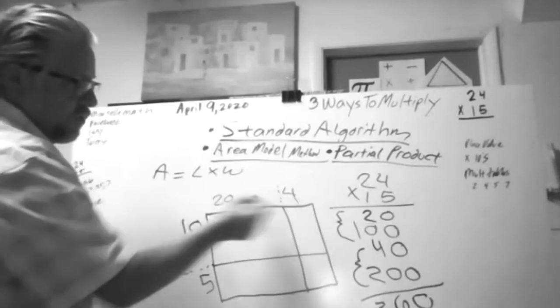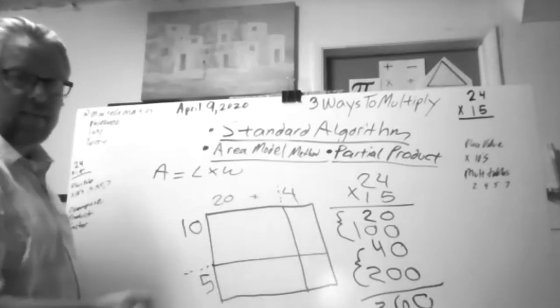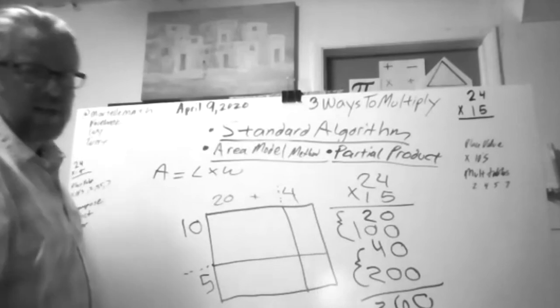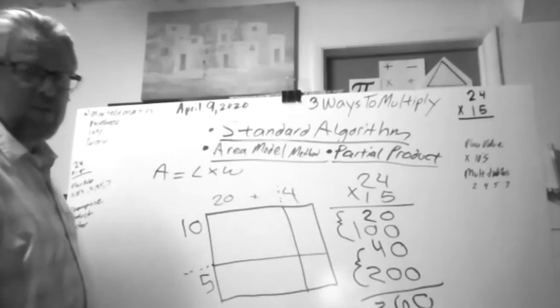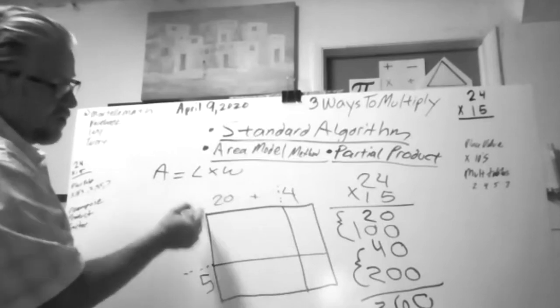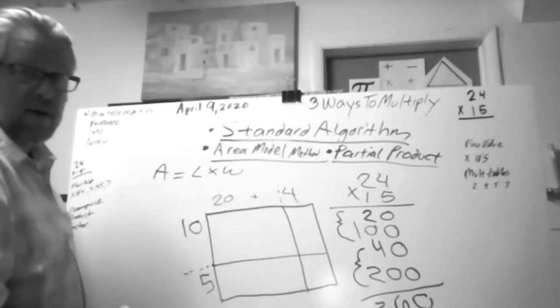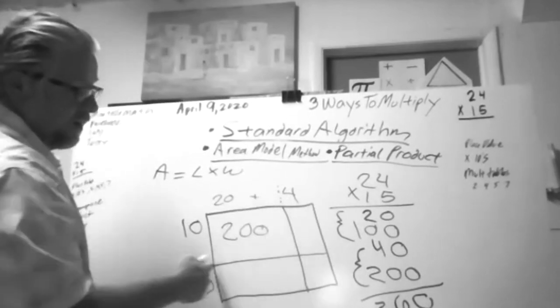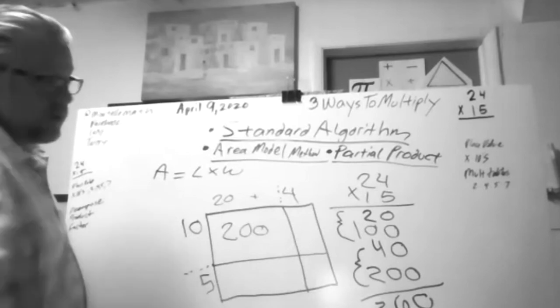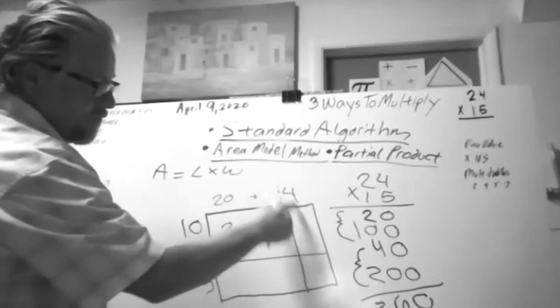Now I've got 2 widths and 2 lengths, don't I? We're going to do one at a time. It's easiest to start with your ones or your tens, it doesn't really matter, whatever you're most comfortable doing. I'm going to do the closest one. What's 10 times 20? 200. So that goes in that space. That area is 200.